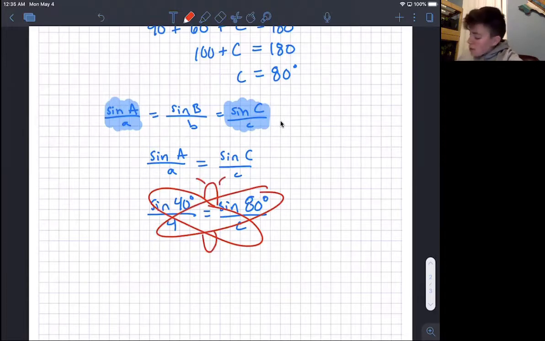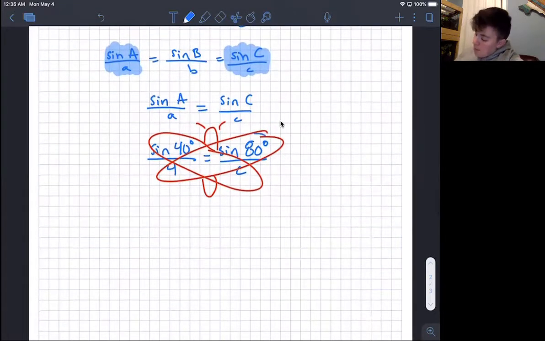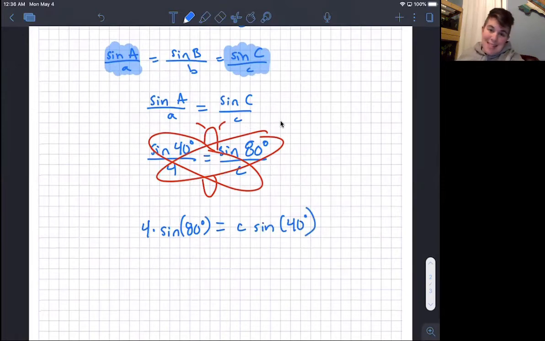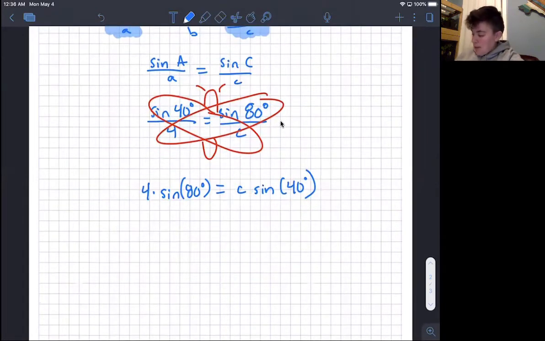So what you're doing is multiplying the two things that are diagonal from each other. I'm going to say 4 times the sine of 80 degrees is equal to c times the sine of 40 degrees, right? And now to get c by itself, all I need to do is divide both sides by the sine of 40 degrees.